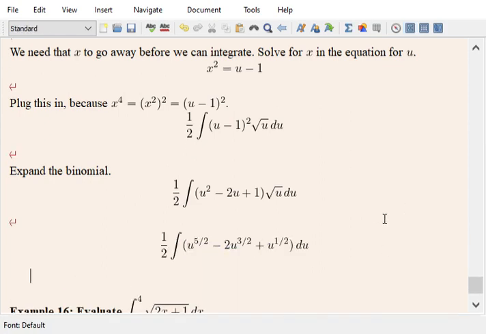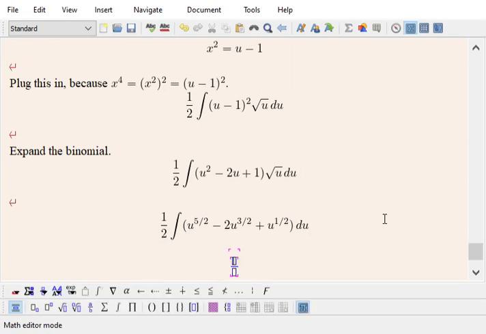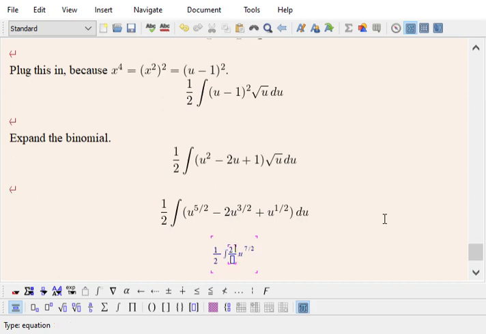And now we hit it with the power rule, and we are done. So let's see. 5/2 plus 1 is 7/2. Dividing by 7/2 is the same as multiplying by 2/7. Three halves plus 1 is 5/2. Dividing by 5/2 is the same as multiplying by 2/5. And let's go ahead and clean that up. That becomes 4/5.